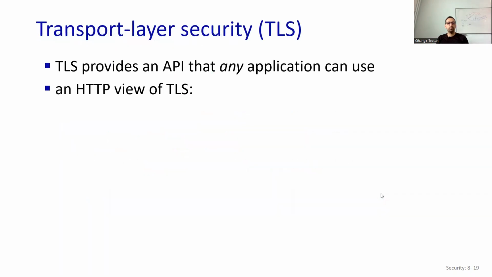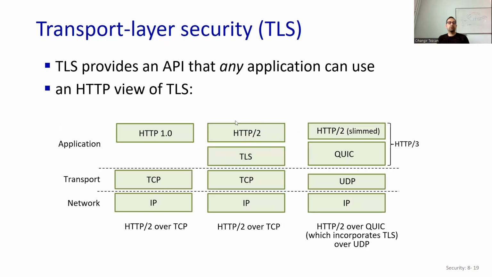Okay. TLS provides an API that any application can use. So an HTTP view of TLS is as follows. At the application layer you have HTTP, but when you're sending your data to the transport layer, you actually use TLS. This is why, from the application point of view, you see it as transport layer security, but it actually happens at the application layer. So this is why we call it HTTP2 over TCP.